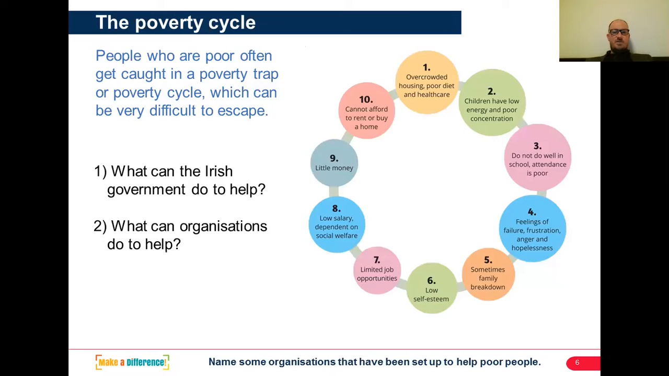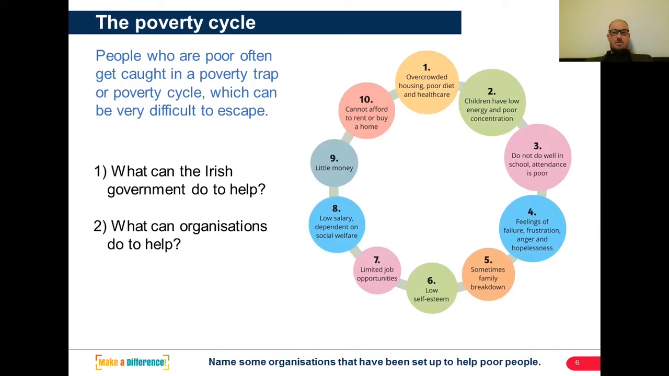So what can the Irish government do to help? Well, they can give money and grants, and they can set up organisations to help, and it can bring down the cost of living. So what can organisations do to help? Well, volunteers can set up their own organisations. Charity organisations and non-government organisations can all help develop a country so that it looks after its poorest and helps them not be as poor as they were.